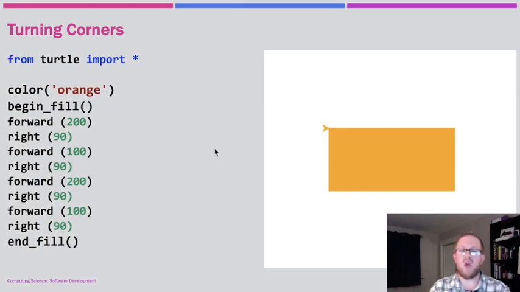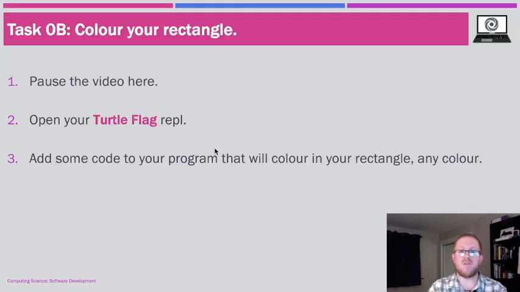So what I would like you to now go and do is pause this video again, go back to your Turtle REPL where you've got that 300 by 80 rectangle, and add the code that will colour that rectangle in any colour you want. You name a colour, it's likely that it will exist in Turtle. But if it doesn't, something like red, green or blue will definitely work.